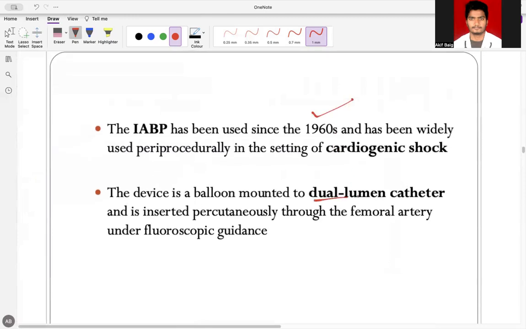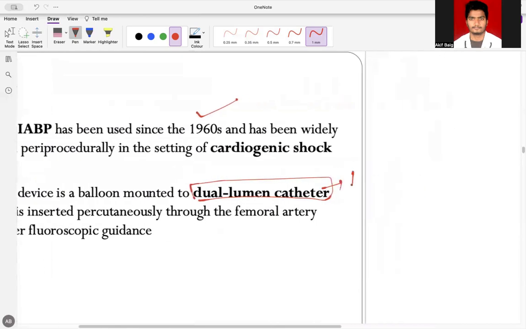It has a dual lumen catheter, where one lumen is used for aspirations or injections, and the other lumen is used as a balloon.